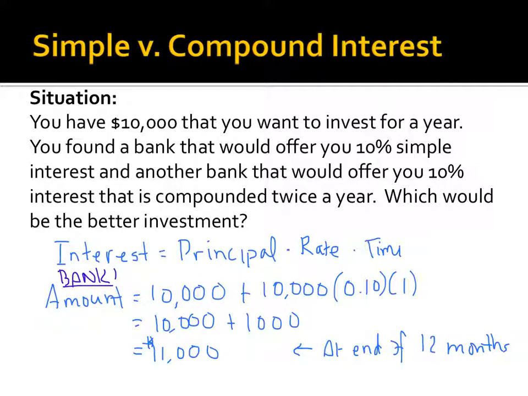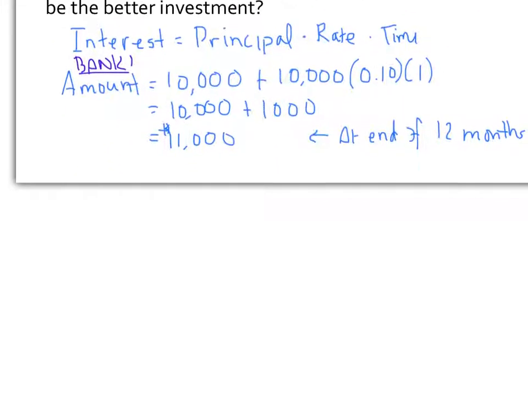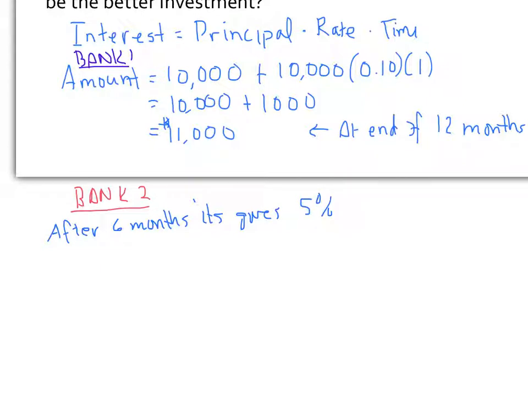Okay, so what we want to do then is look at Bank 2. Bank 2 has a different offer, and it does things a little bit differently, and that's what I want to explain. It does what's called compound interest. And so here's what it does, and just a quick explanation as to how this works. So after 6 months, it gives 5% interest. It cuts the 10% into two parts. It gives 5% interest on $10,000.